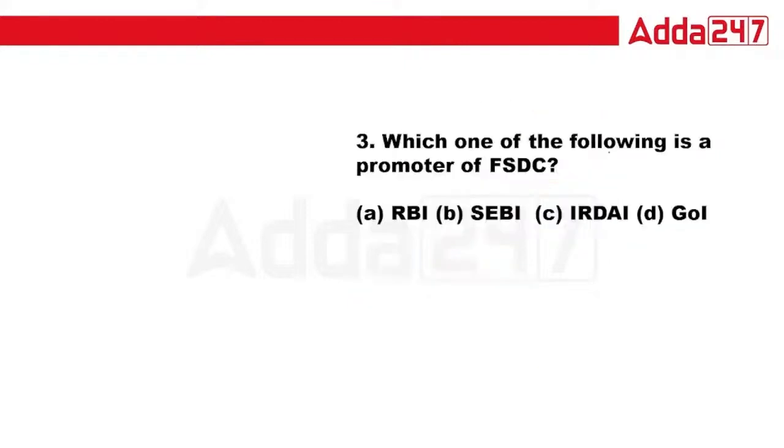Next. Which of the following is the promoter of FSDC? RBI, SEBI, IRDA, and Government of India. What is the right answer? And what is IRDA? Insurance Regulatory and Development Authority. RBI, Reserve Bank of India, SEBI, Securities and Exchange Board of India, IRDA, and Government of India. So for the third one, the right answer is Government of India. D is the right answer here.